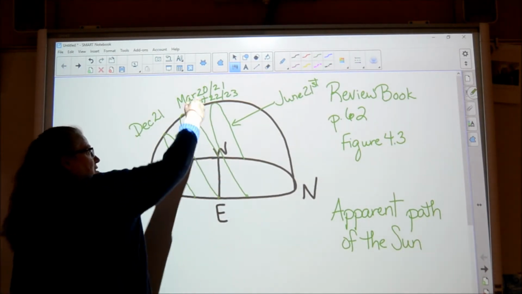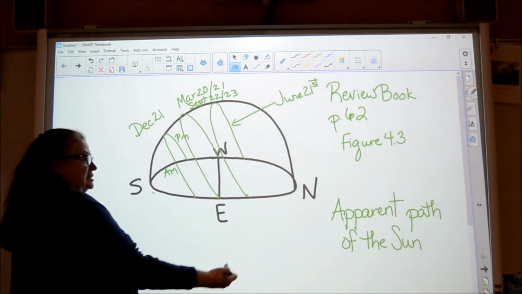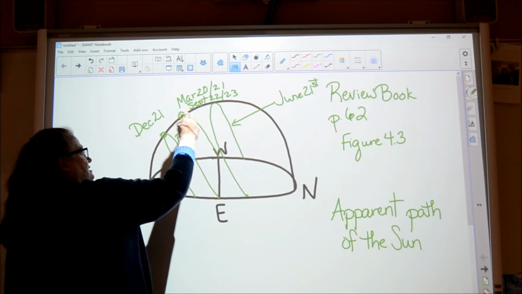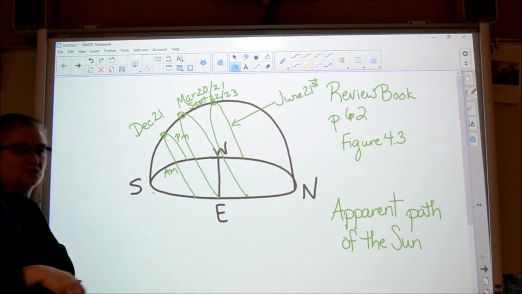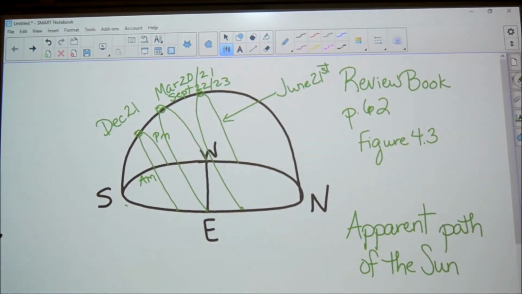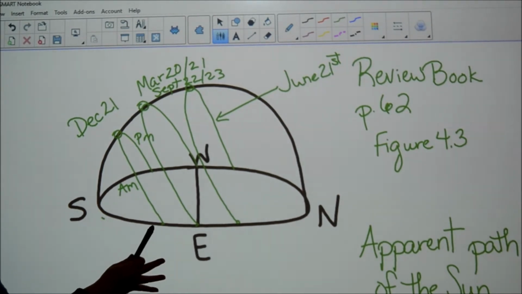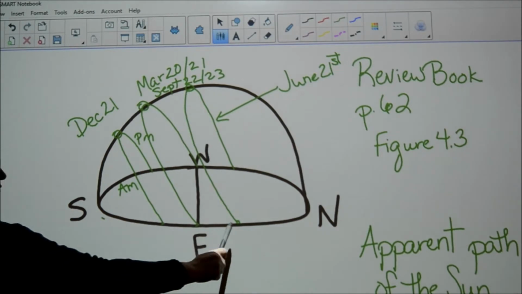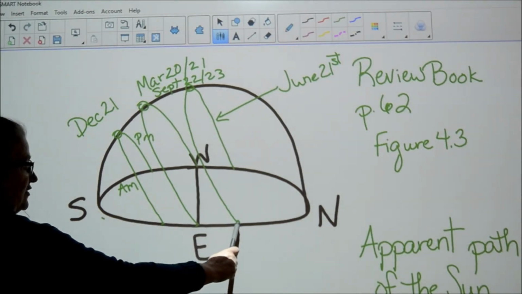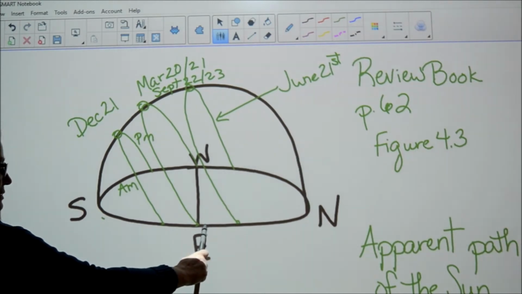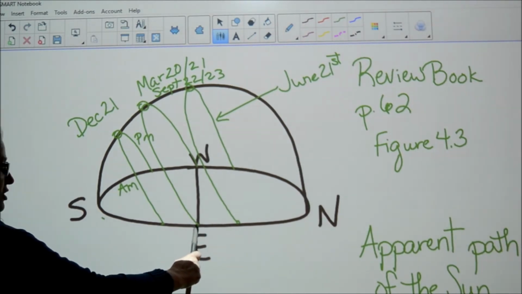Notice the arc is higher, it's longer, the sun is in the sky longer. So this is where the sun would be at solar noon. Solar noon, remember, is the time of the day when the sun is at its highest altitude. So once again, let's start with June 21st. If I go from June 21st, end of June, July, August, beginning of September, September 22nd, 23rd.